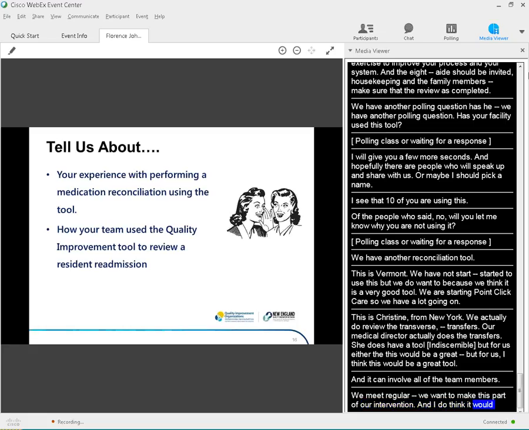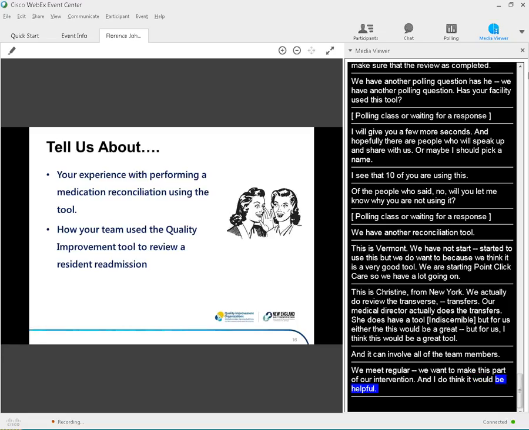All righty. How about, is there anyone in Connecticut that's using this tool and would like to testify?